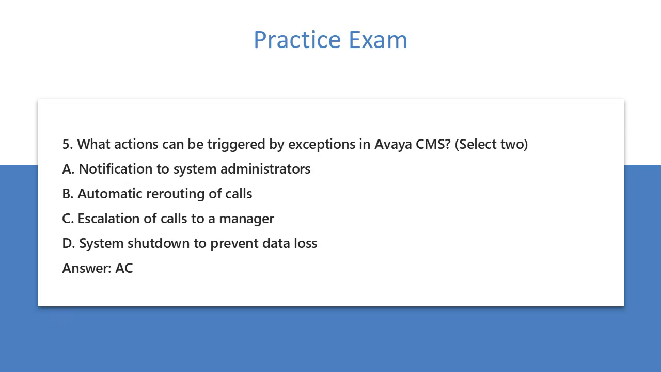5. What actions can be triggered by exceptions in Avaya CMS? Select 2. A. Notification to system administrators. B. Automatic rerouting of calls. C. Escalation of calls to a manager. D. System shutdown to prevent data loss. Answer: AC.